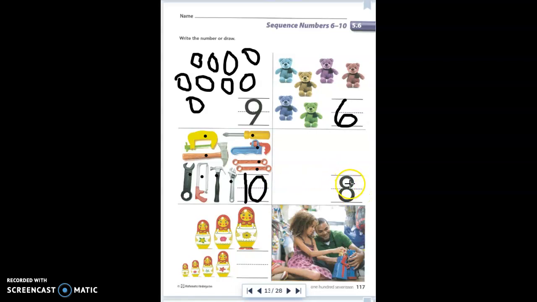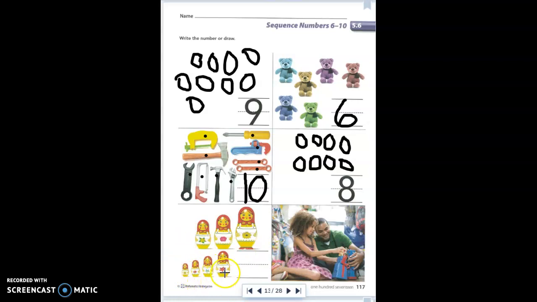In this box, they've given me the number 8. I need to represent 8. 1, 2, 3, 4, 5, 6, 7, 8. Like I told you, I like to have a group of 4 on top of another group of 4 for my number 8.